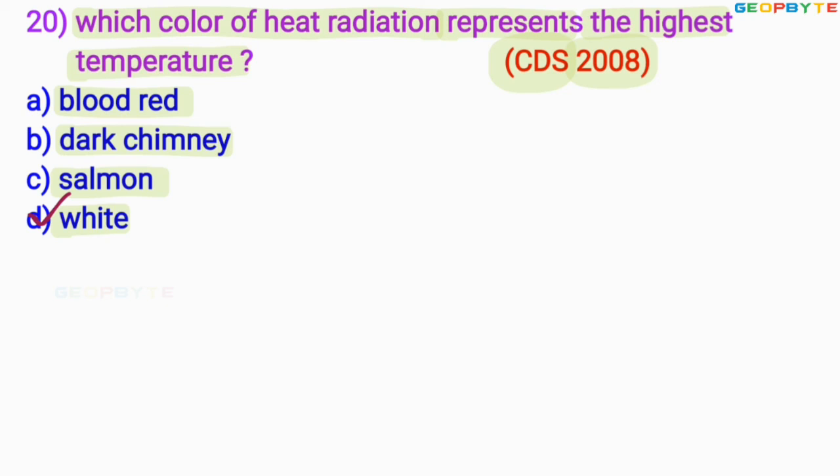Dear friends, I am concluding with this problem. In the next video, we will discuss some more questions and solutions which were given in different competitive exams.